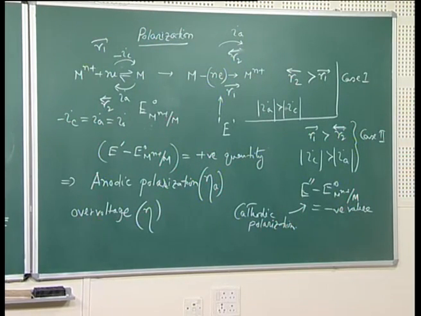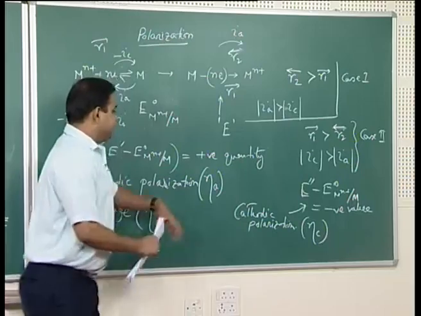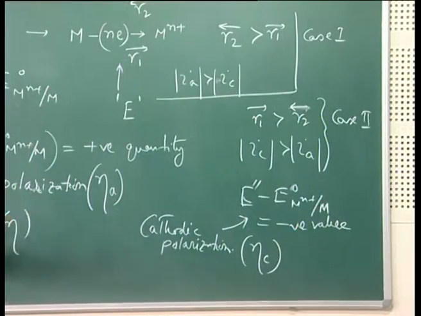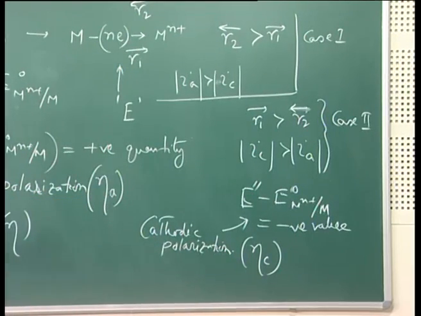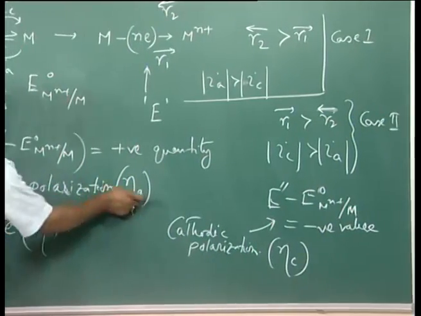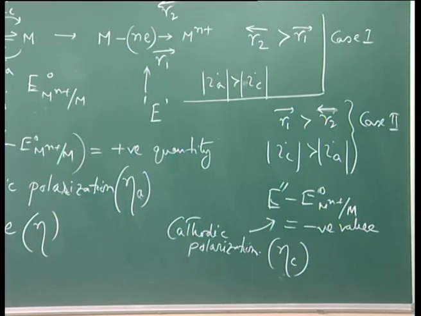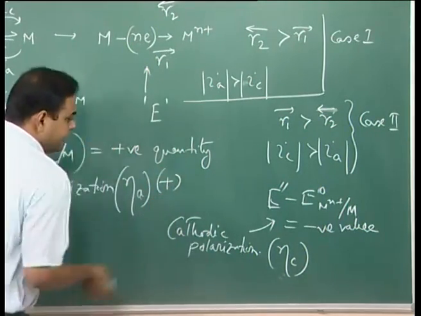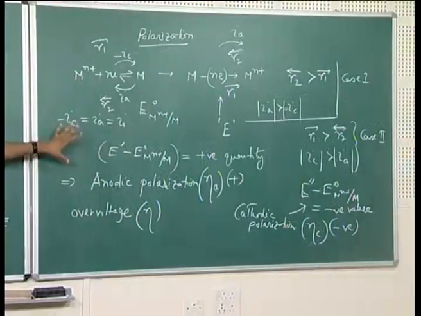So, in this case, this is a positive quantity, so I can term it as anodic overvoltage, and in this case, I can term it as cathodic overvoltage. Subscript A means anodic, subscript C means cathodic. And if you would like to see what would be the sign, if eta A is positive, eta C would be negative. So, this is positive and this is negative. So, this is the concept of polarization and overvoltage.